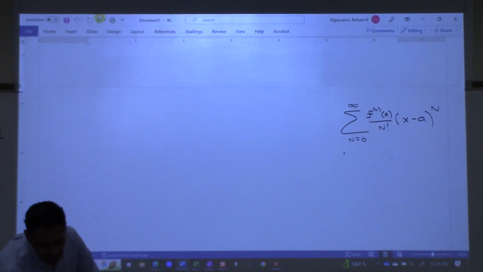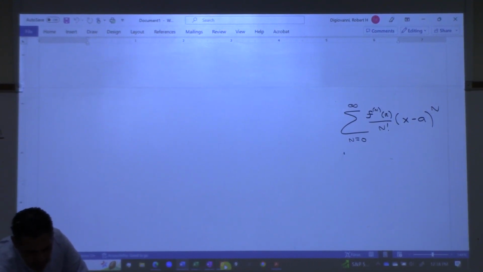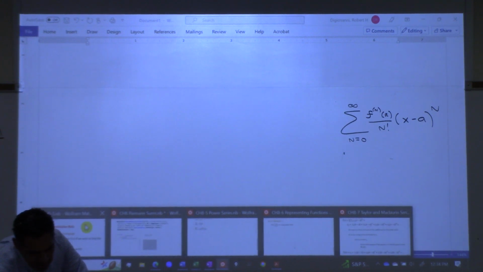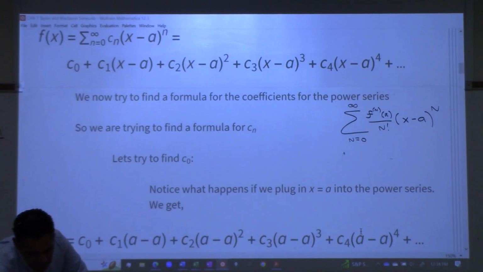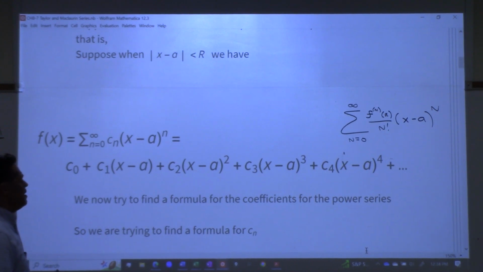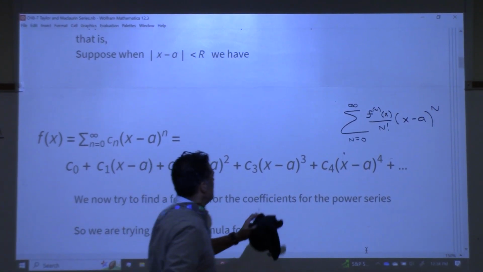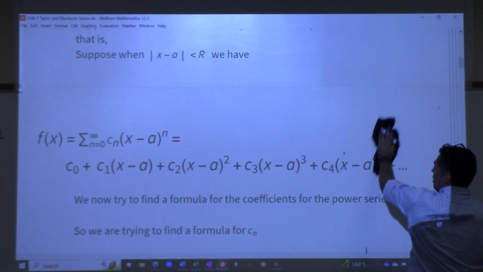I'm not going to start a new example. I want to just see if there's anything in the notes here that I can address. Oh yeah, some notation. Let's just at least get this notation out of the way. I'm not going to write it down. It's in the notes.